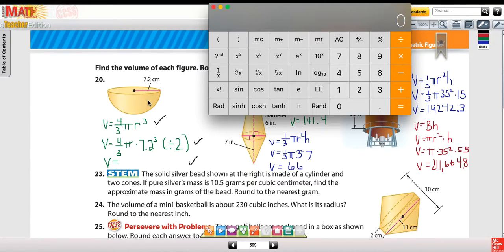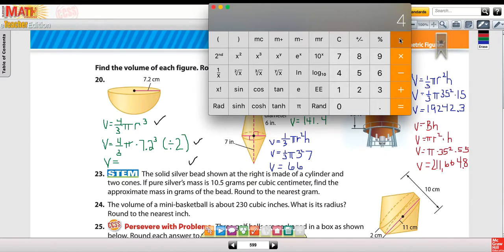So on number 20, I have a hemisphere, or a half sphere, and so I'm going to be using the formula for a sphere, which is 4/3 pi r cubed. And then in the second step, 4/3 is a constant, pi is a constant, and I'm just substituting in 7.2 for my radius, and I'm going to cube that. And then since it is a hemisphere, I'm going to divide my answer by 2. So there's a couple of different ways you can type this in.